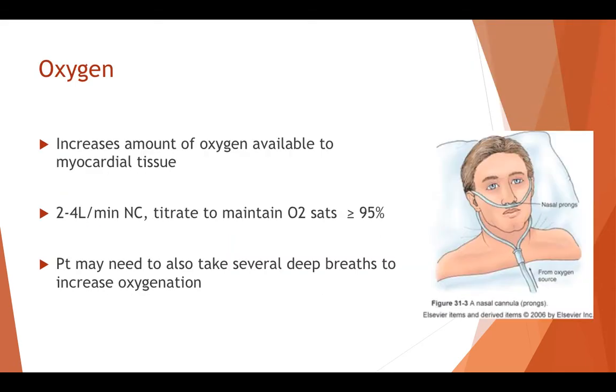O is for oxygen. Remember, in someone with chest pain or angina, you have that imbalance between oxygen supply and demand, so you want to increase that availability of oxygen to your myocardium. We usually start at 2 to 4 liters per minute on nasal cannula to titrate to maintain oxygen sats above 95. We might need to encourage that deep breathing to increase oxygenation.